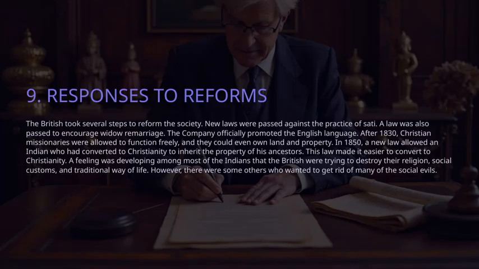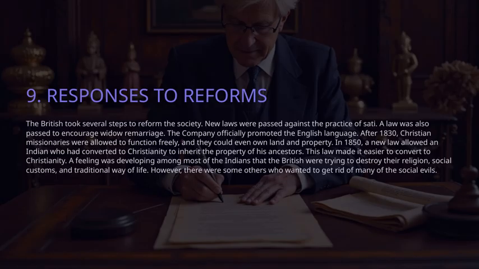Now, let's look at how the British responded to the social reforms during this period. They took several important steps to change Indian society. For example, they passed laws against the practice of sati, which was a significant social evil where widows would self-immolate on their husbands' funeral pyres. They also introduced laws to promote widow remarriage, encouraging women to rebuild their lives.